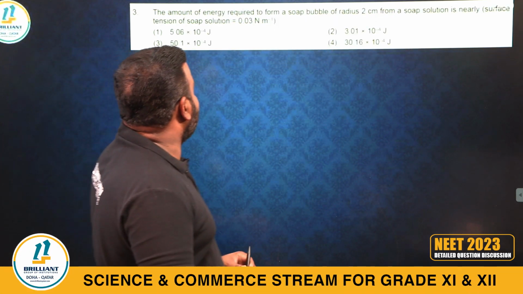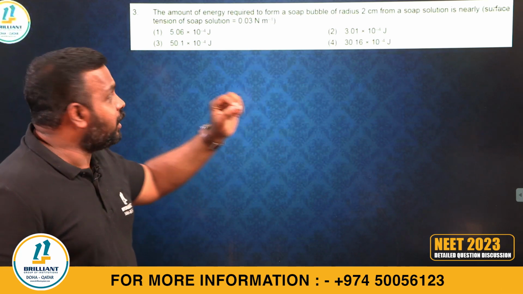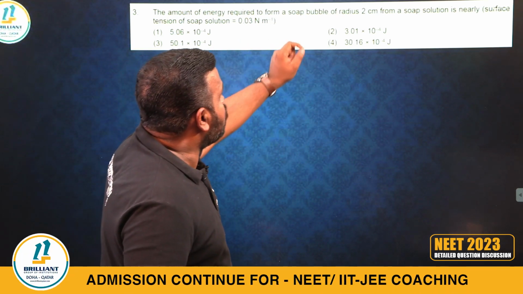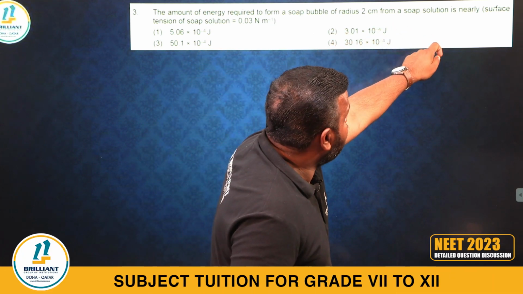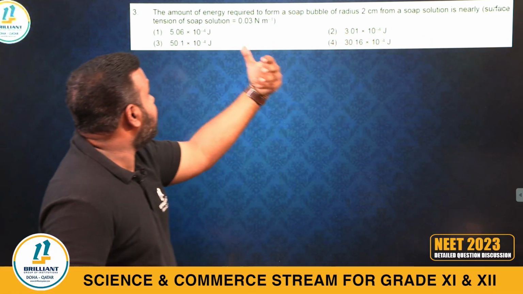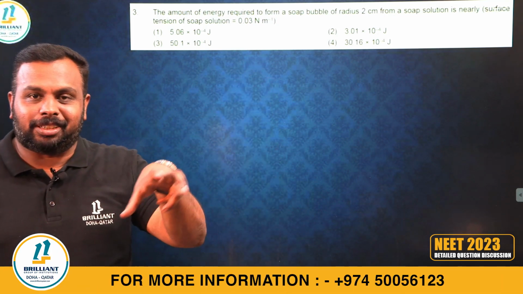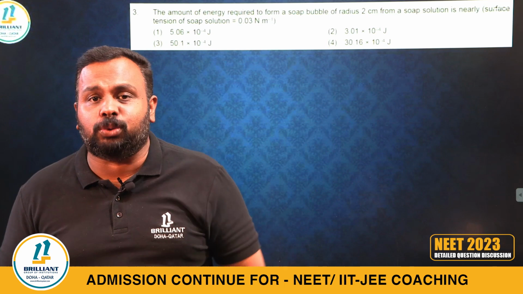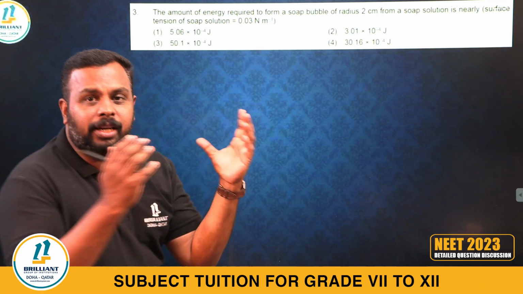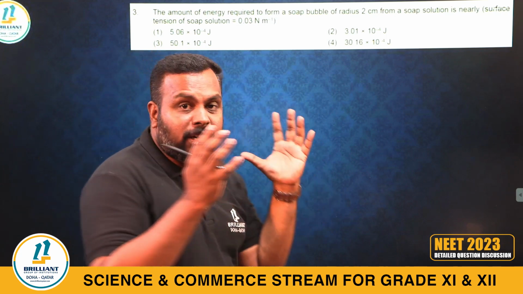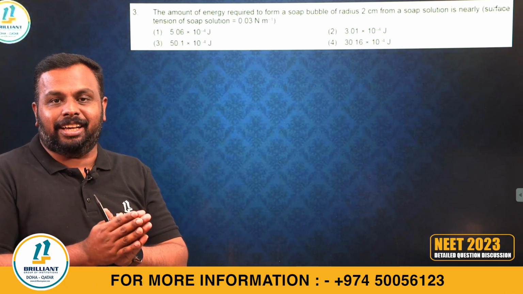Question number 3. The amount of energy required to form a soap bubble of radius 2 cm from a soap solution is nearly, and it is given that the surface tension of a soap solution is... Question from which chapter? It's from the mechanical properties of fluids. Work done, the amount of energy required to form a soap bubble. So we are forming a soap bubble, right?